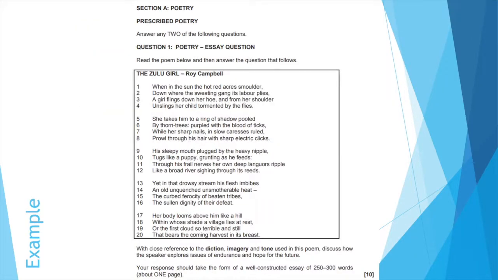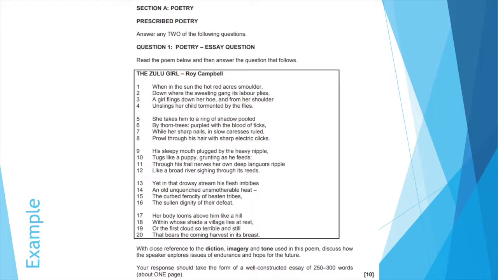Now here is the example of the question that you could expect in the NSC exam. This example is from the 27 NSC English Paper 2 exam. There are a few things to take note of here. Number one, look at the poem being assessed. It is the Zulu girl. You should already start recalling information you know about the Zulu girl if you're a grade 12 learner.